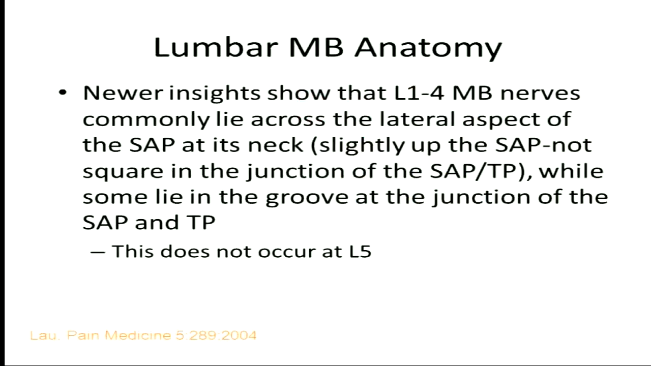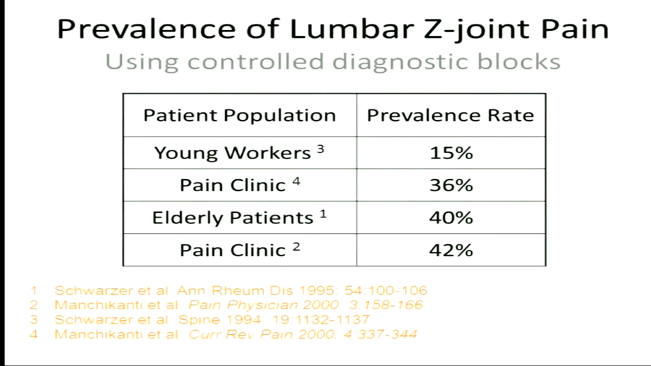The newer insights show that the L1 through L4 medial branch nerves commonly lie across the lateral aspect of the superior articular process at its neck, slightly up the SAP, not square at the junction, as we said, while some may actually still lie in the groove, but probably more likely a little bit more distal. And this isn't true for L5.